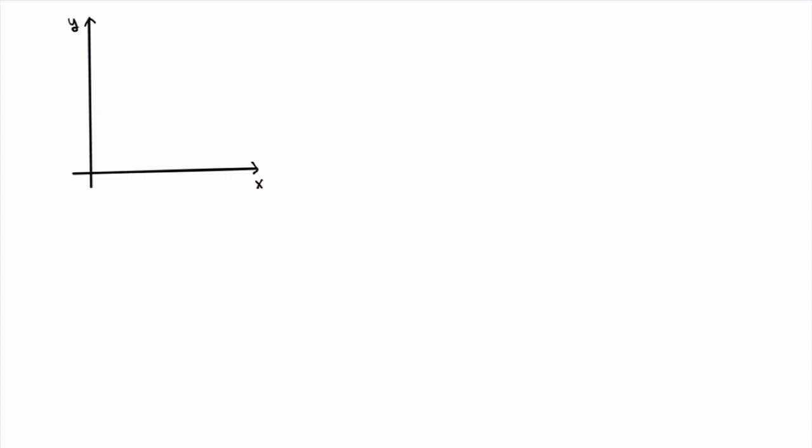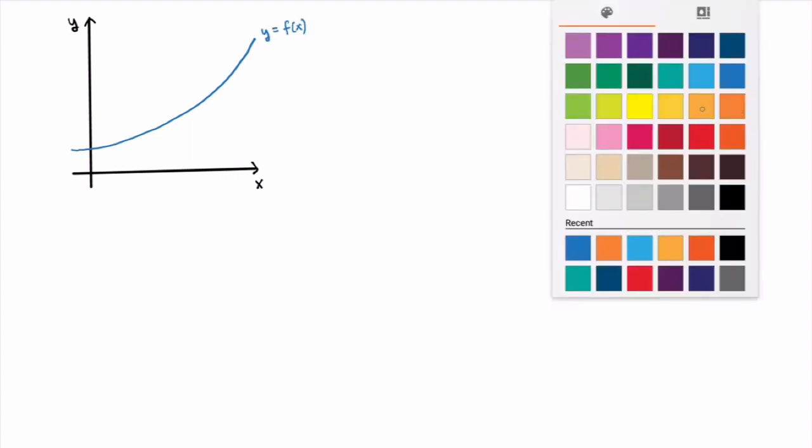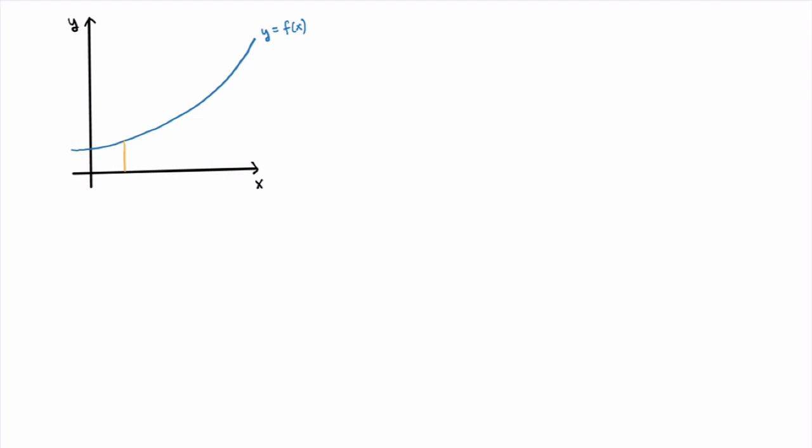All right, so suppose I'm given a function whose graph looks something like this. And I'm interested in calculating the area under the graph between, say, x equals a and x equals b for some a and b. So I'm interested in the area here between the curves. How can I calculate it?